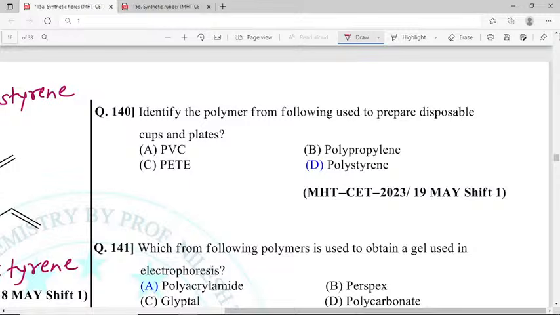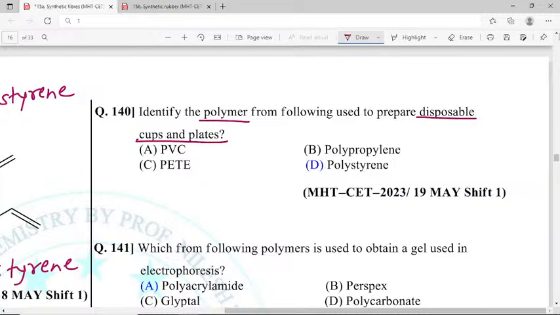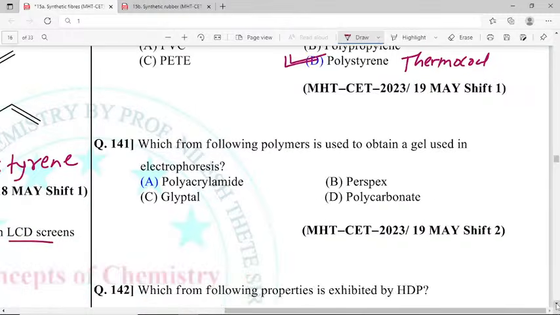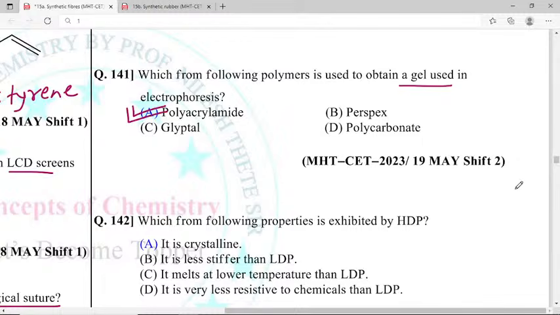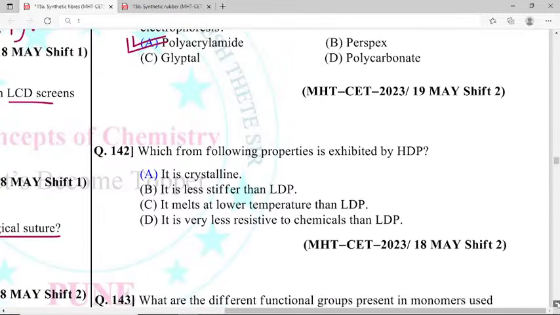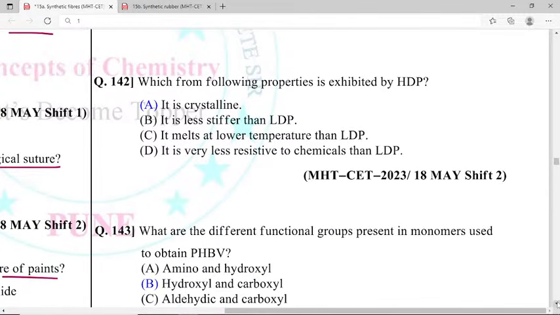Identify the polymer used for disposable cups and plates. This is called polystyrene. Polystyrene stands for thermocol. Thermocol is the answer. Which of the following polymers is used to obtain the gel? This is called polyacrylamide, used in gel electrophoresis for separation of DNA in biology.